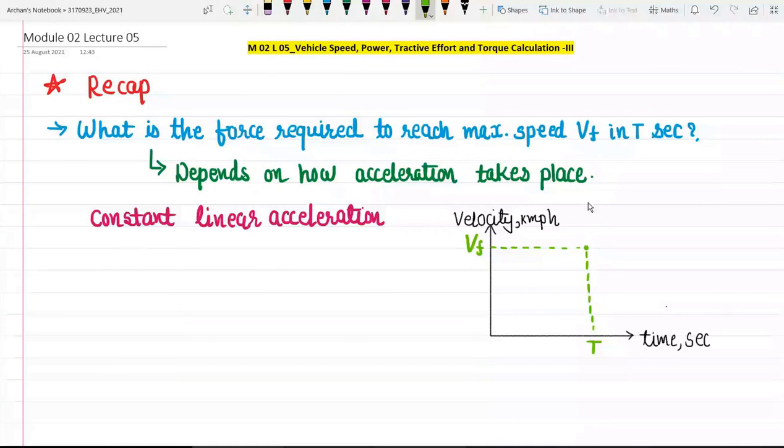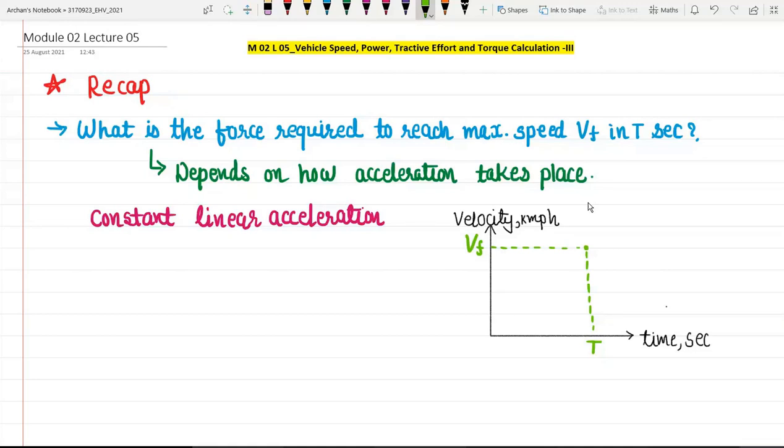Then we have gone through the various equations of dynamics of vehicle, where we have seen three different resistances opposing the motion of the vehicle. Okay, and that was aerodynamic drag, rolling resistance, and gradient resistance, right? And then you also need to know how to calculate the torque.